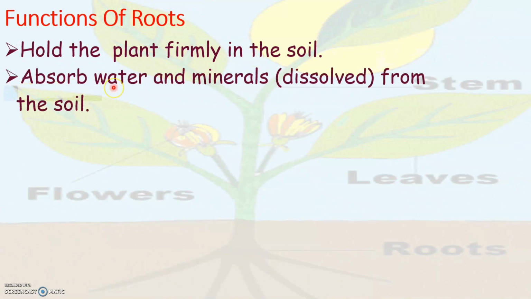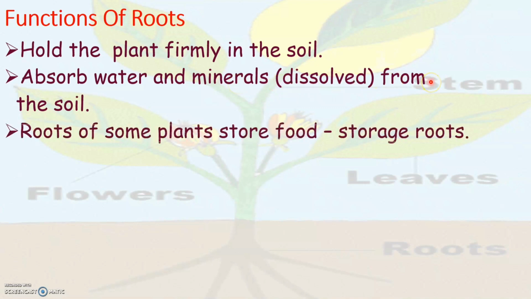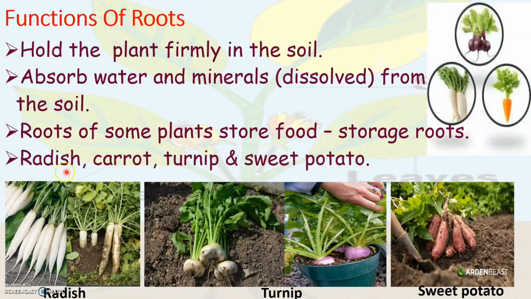Root also absorbs water and minerals that are dissolved in water from the soil. Some of the plants have roots which store food, and such roots are called storage roots. Do you know that these roots are edible? Yes, we eat them. Some of the examples are radish, as you see here in the picture, carrot, which we have already seen, turnip and sweet potatoes. So these vegetables are actually the roots of that particular plant.